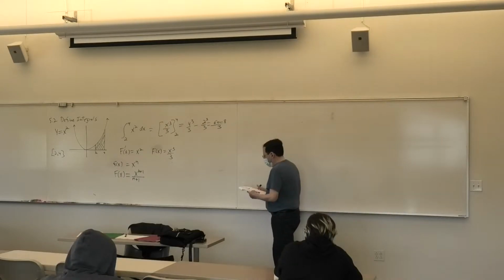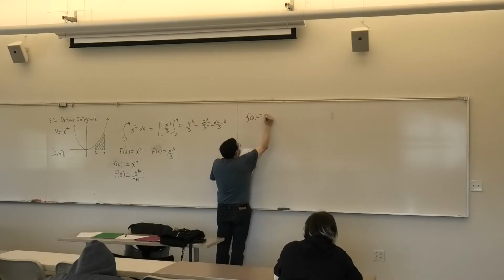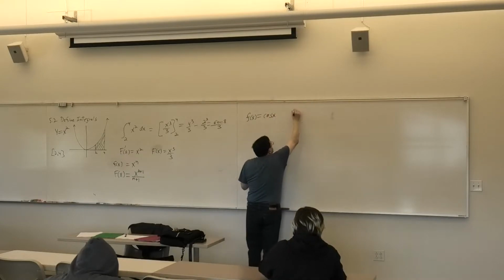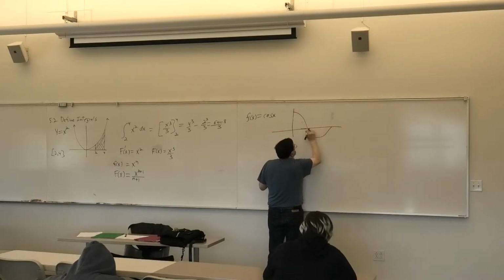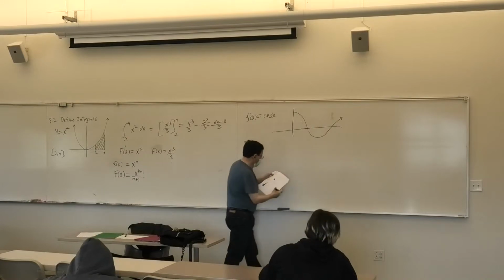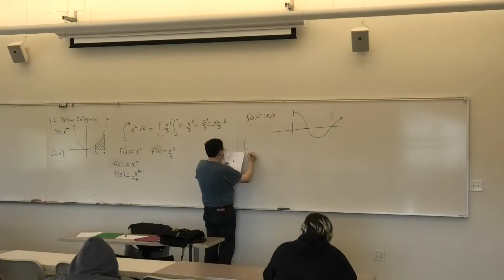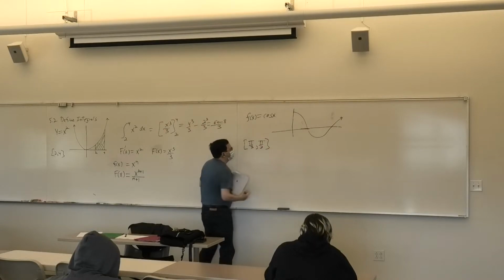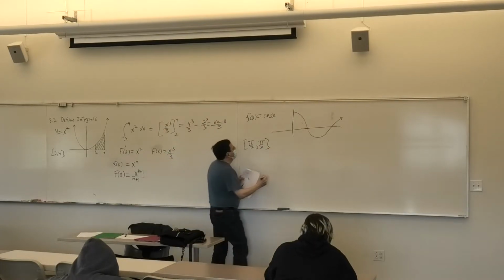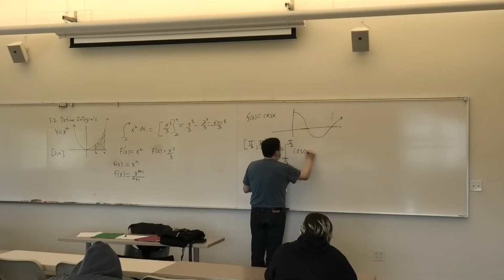We're not limited to polynomials. Take the function f of x is cosine of x, which kind of looks like this. And we could ask, what's the area between pi over 3 and pi over 2? So that's the integral from pi over 3 to pi over 2 of cosine of x.